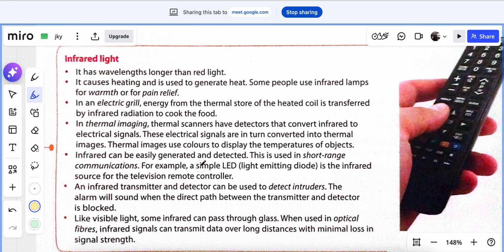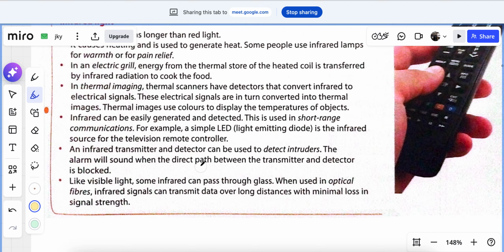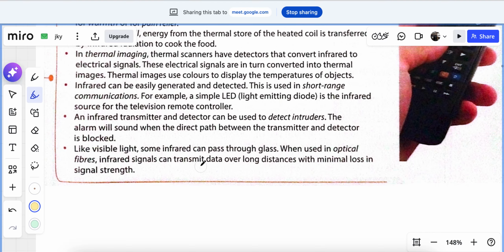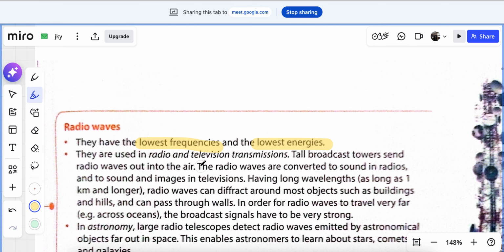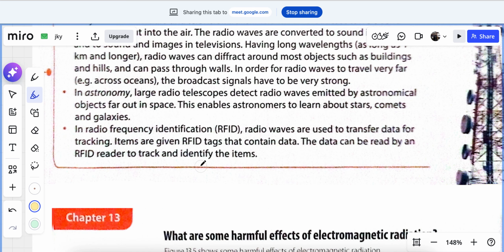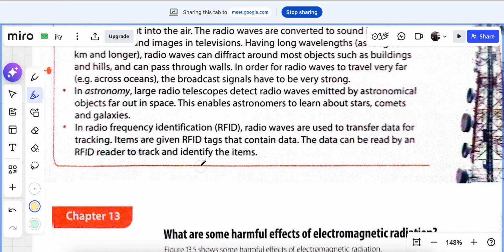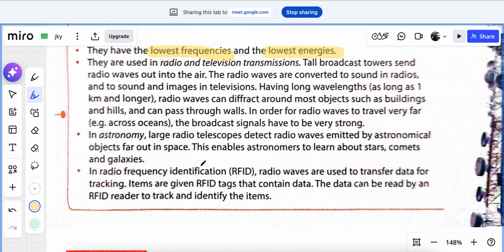Infrared transmitters, we also have infrared transmitter detectors. They're used to detect intruders, to jam signals or block signals in other evading equipment. Especially in warfare, we use infrared to detect missiles and other things that can intercept, and so on and so forth.